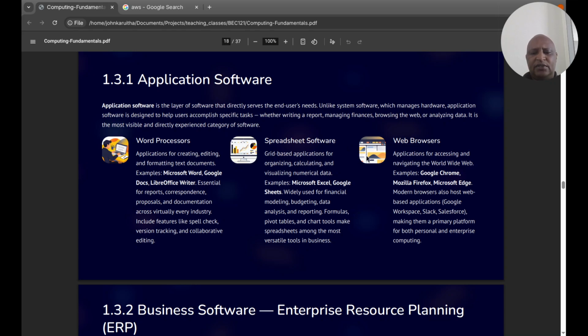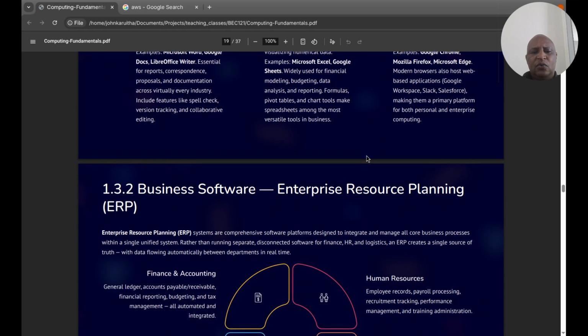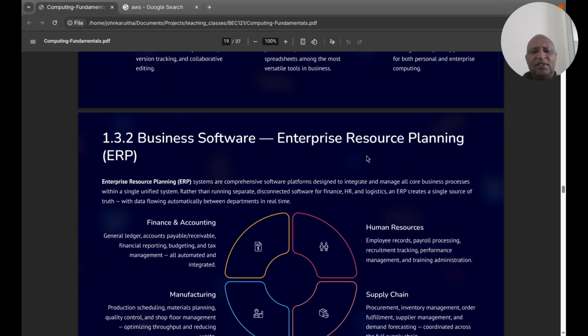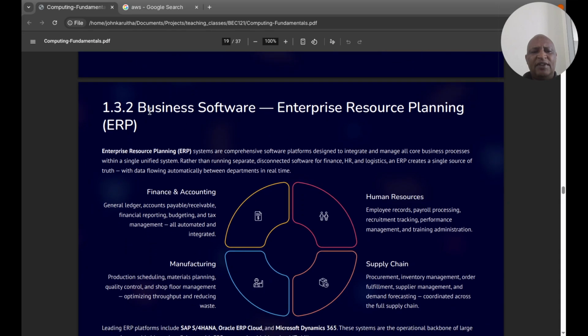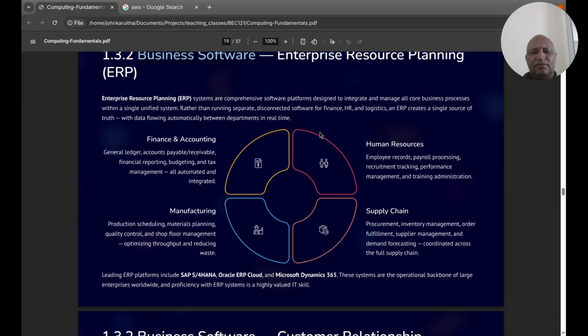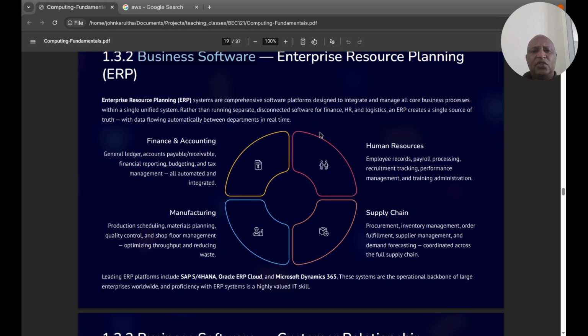So we have an extended type of application softwares. All these are even business softwares that we are talking about. All these are application softwares. We have specialized application softwares like ERP system.